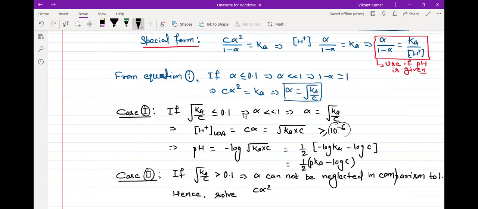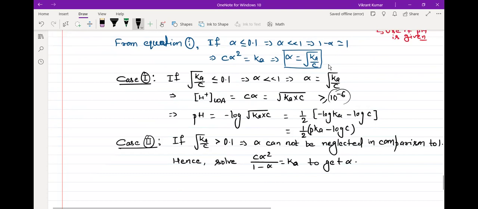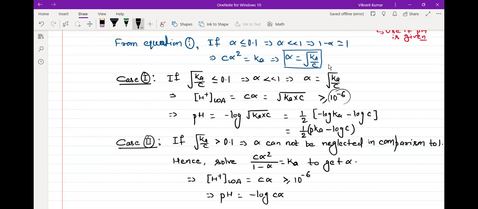Solve C alpha square by 1 minus alpha equals Ka to get alpha, and then we get C alpha. Ka value will be equal to K, H plus from weak acid will be C alpha, and if that is greater than or equal to 10 raised to minus 6, then we can write pH equals minus log of C alpha. That is the whole story. Any doubt, then ask me.